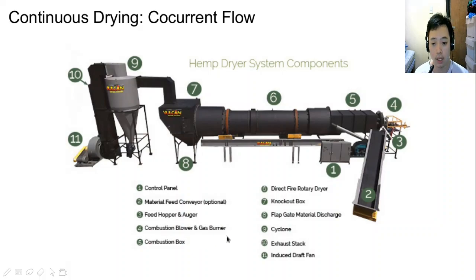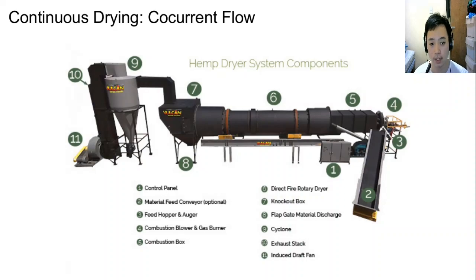This is the part that will produce the hot air, which goes to the combustion box that sends the hot air to the rotary dryer, the direct fire rotary dryer. Now, there are two types of rotary dryers: indirect and direct fire. In direct fire, the air is heated, and when the air is heated, the hot air directly interacts with the products.